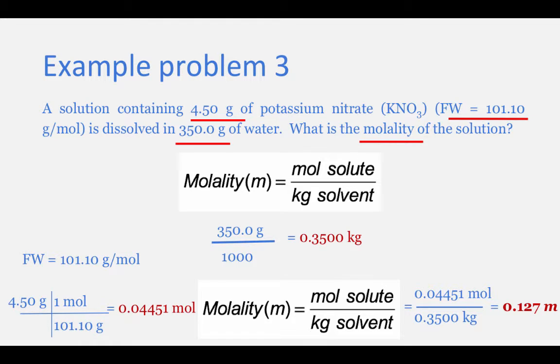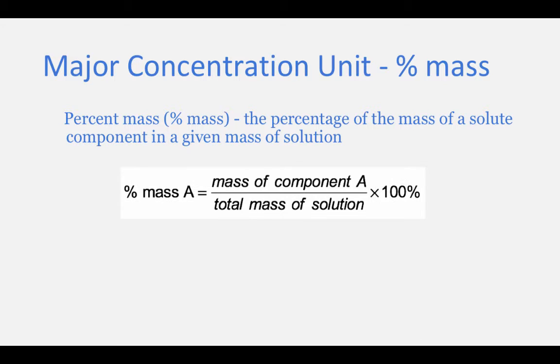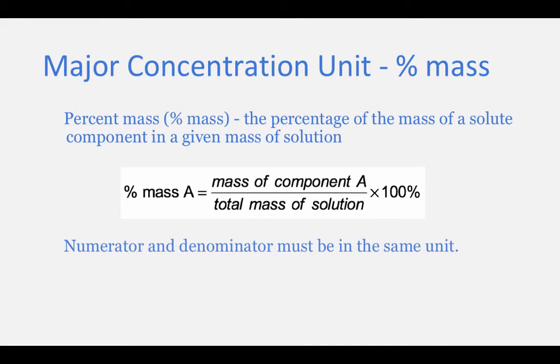There are other concentration units as well. Percent mass, which is represented by the percentage sign mass, is the percentage of the mass of a solute component in a given mass of solution. Percent mass of component A is the mass of component A divided by the total mass of solution times 100%. Notice that they do not give you a specific unit to put the numerator or denominator in. Just remember to put them in the same unit. So do not divide grams by kilograms and expect to get an accurate percent mass.